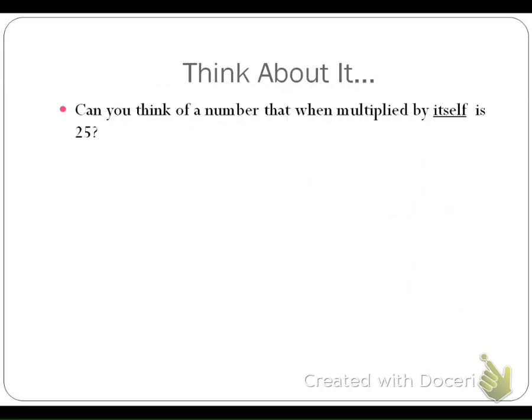Alright, we're ready for the second half of this lesson. Before we begin, I want you to think of a number that when you multiply it by itself equals 25. What number did you think of? Hopefully you said 5. 5 times 5 equals 25.